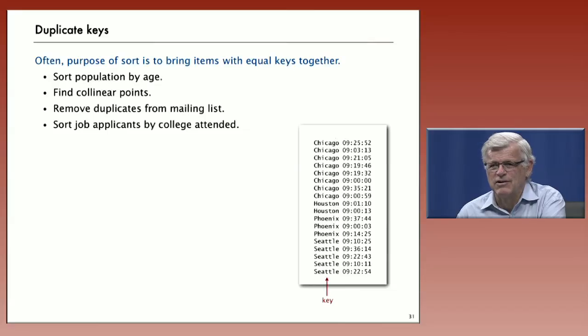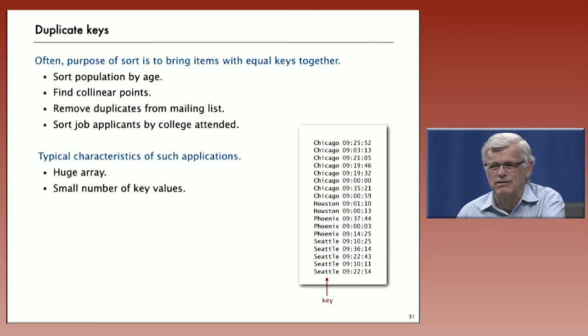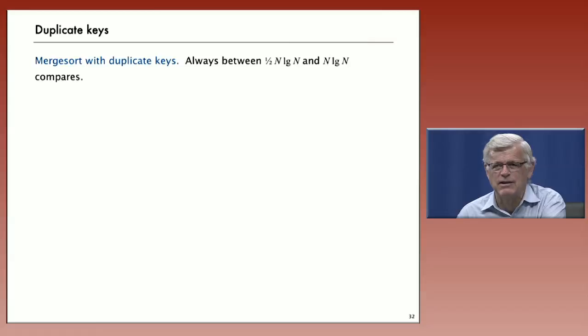And there's plenty of other examples like that in data processing, where we find maybe remove duplicates from a mailing list, or all the job applicants that we get, we might want to sort them by the college attended. So the sort, there's huge files with huge numbers of duplicate keys. So our sort, it's worthwhile to take a careful look at what the implication of that is. So again, typical characteristics, we have a huge file, but small number of different key values. So let's look at our algorithms in that situation.